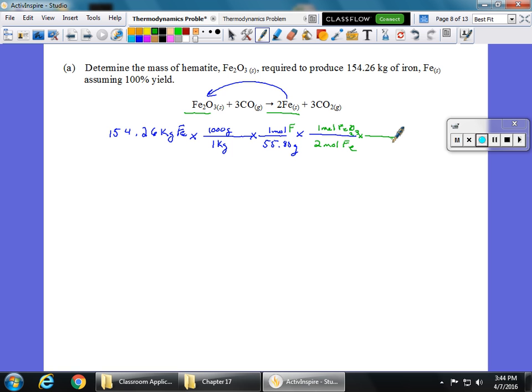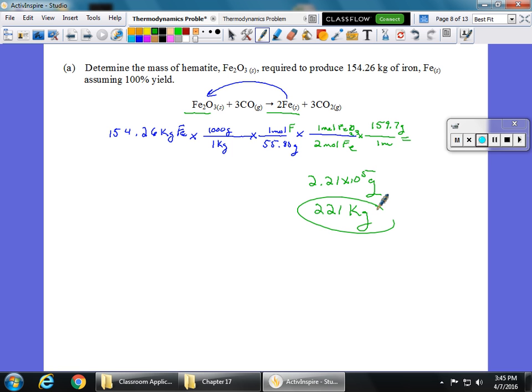Lastly, we need the molar mass of the iron oxide. If you look that up correctly, it's 159.7 grams per mole. Multiply that out, that's going to give you 2.21 times 10 to the 5th grams. Now it doesn't ask you whether it's in grams or kilograms, so you could put either. That's 221 kilograms.